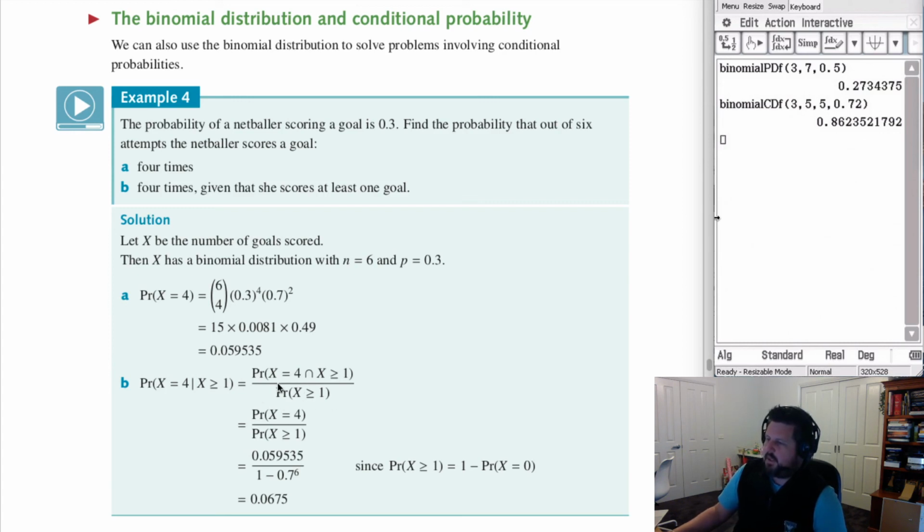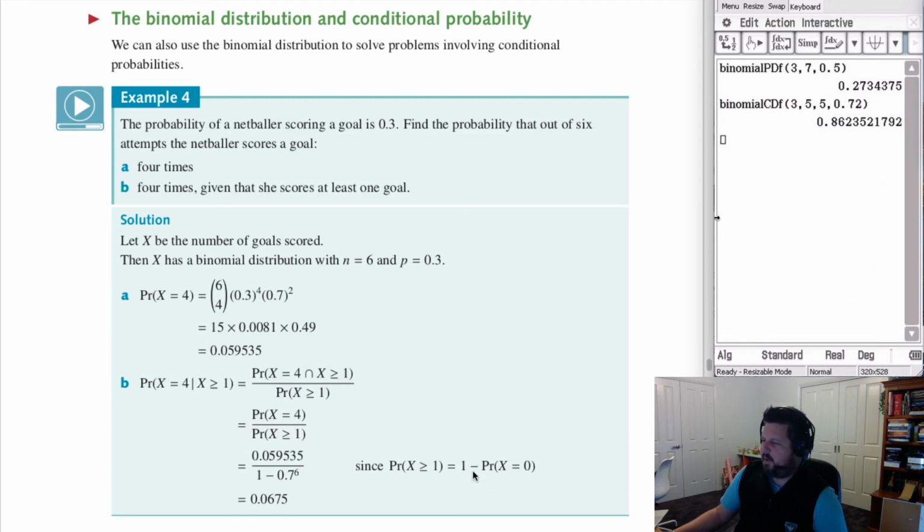If you are working out the probability of x being equal to 4 intersection x greater than or equal to 1, that statement is just the same as x being equal to 4. The good news is we worked out what the probability of x equals 4 was in the previous part. We've got that listed there. And on the bottom line of this fraction, we've got the probability of x being greater than or equal to 1. Another way of thinking about it is that it's the same as 1 take away the probability of it being 0.